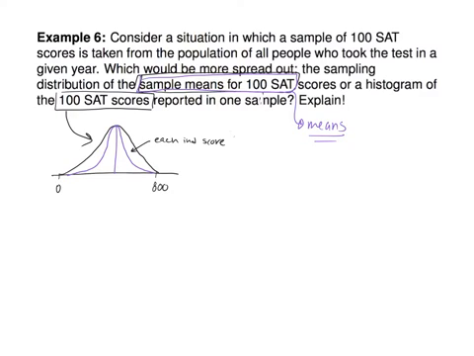Does that kind of make sense? So which is going to be narrower or more spread out? Is your sample more spread out, or the sample of samples? Your sample's more spread out, but the other thing is repeatedly sampling your samples. So the histogram of 100 is more spread out than the sampling distribution.